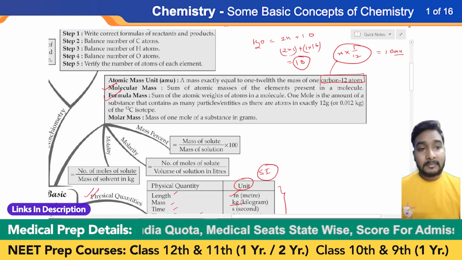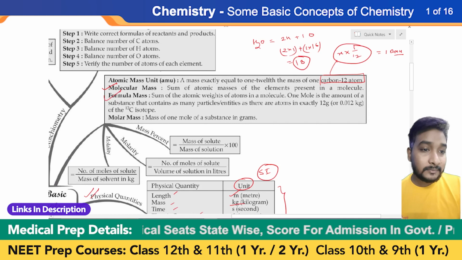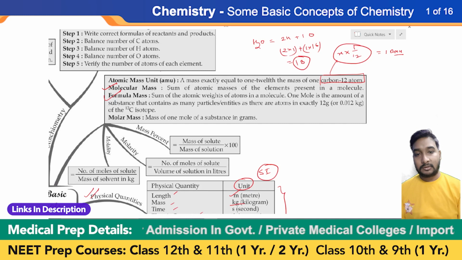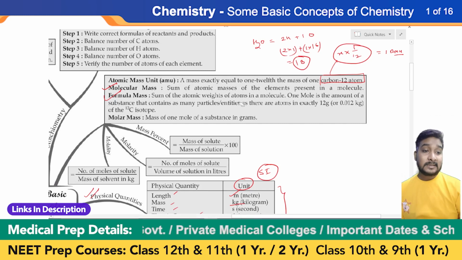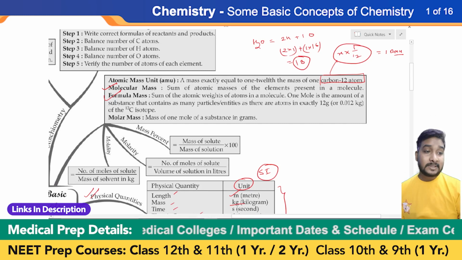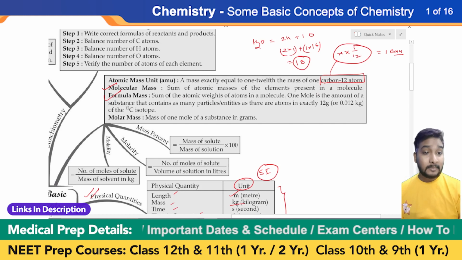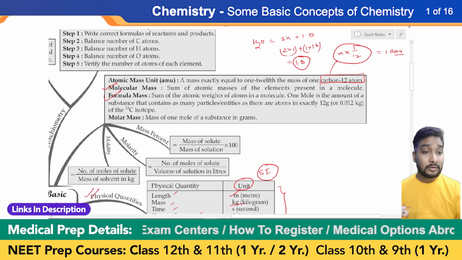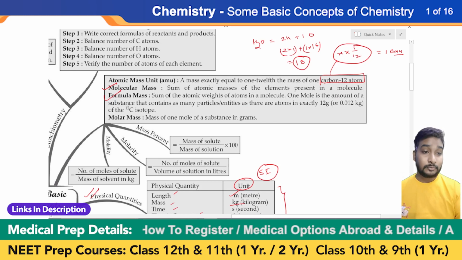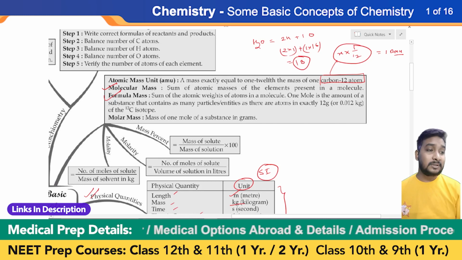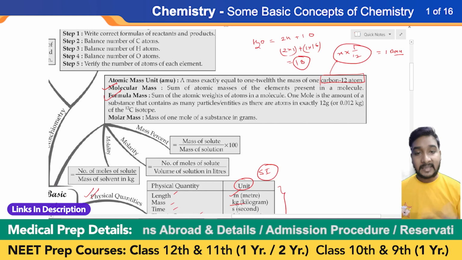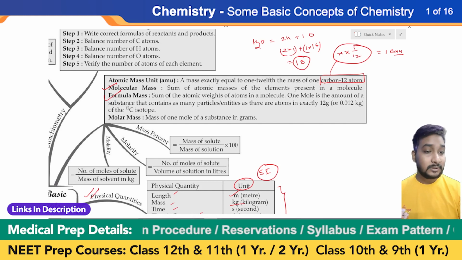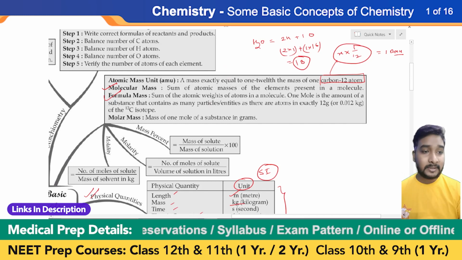Now what is formula mass? Formula mass is generally used for ionic molecules or ionic compounds, we can say. Suppose NaCl, KCl, MgCl2, etc. Now the definition is the sum of the atomic weights of atoms in a formula unit. 1 mole is the amount of a substance that contains as many particles or entities as there are atoms in exactly 12 gram of the 12C isotope. Okay, so generally we are comparing the formula mass with 12 gram of the C12 isotope of carbon. These definitions are very simple, you have to remember them, there is no option.